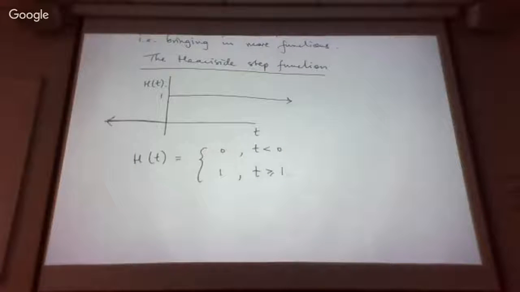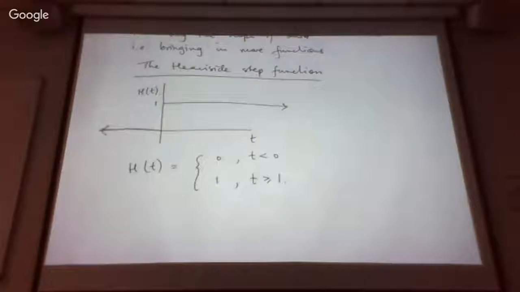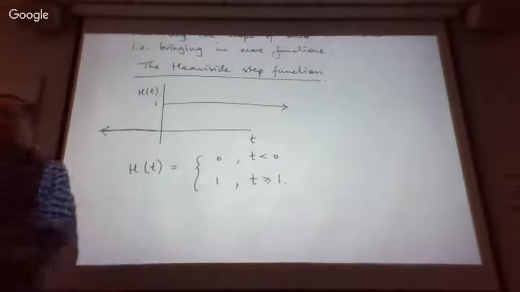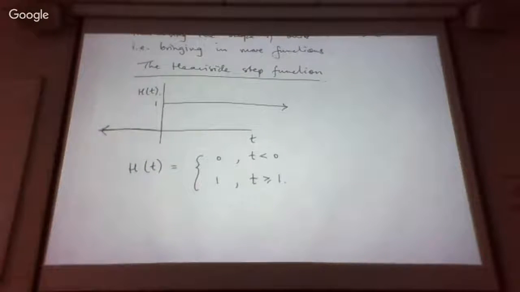Big deal. Okay? Extremely simple. I mean, the only simpler function would just be a constant function that's always set at the value 1. It's a little bit more tricky. Half the time, it takes the value 0. Half the time, it takes the value 1.